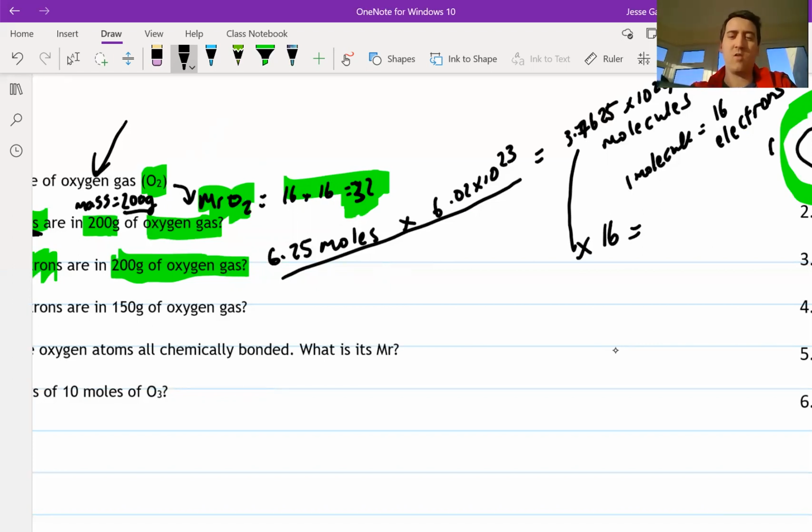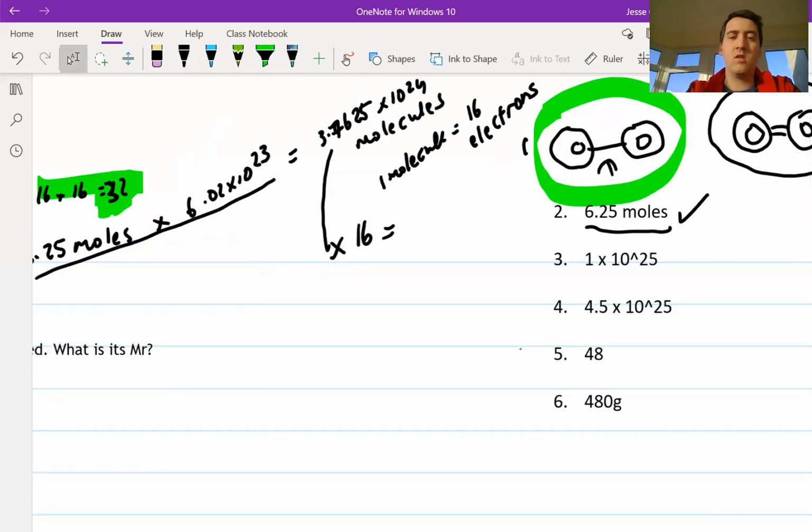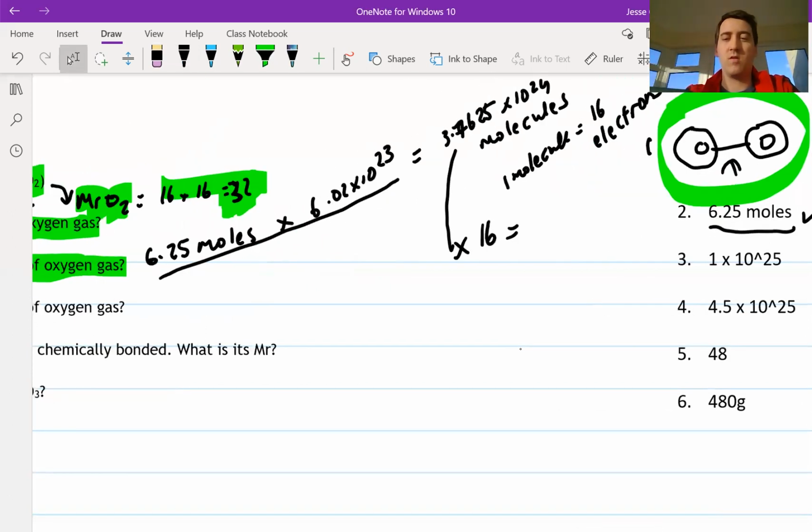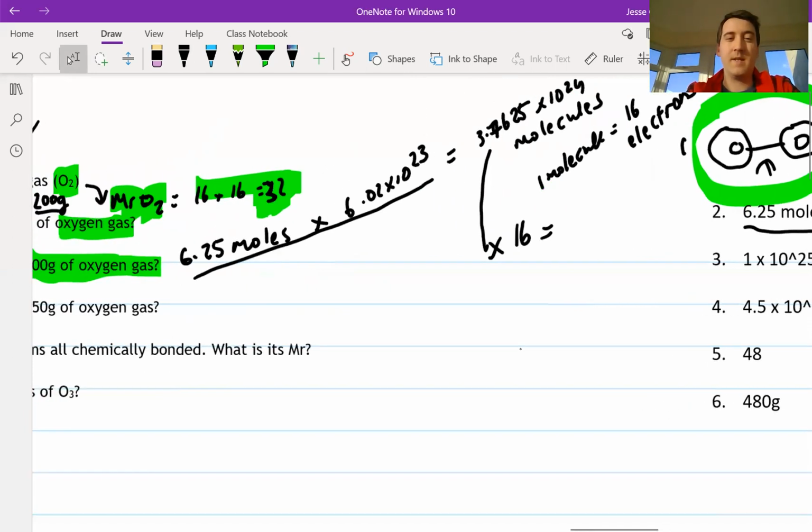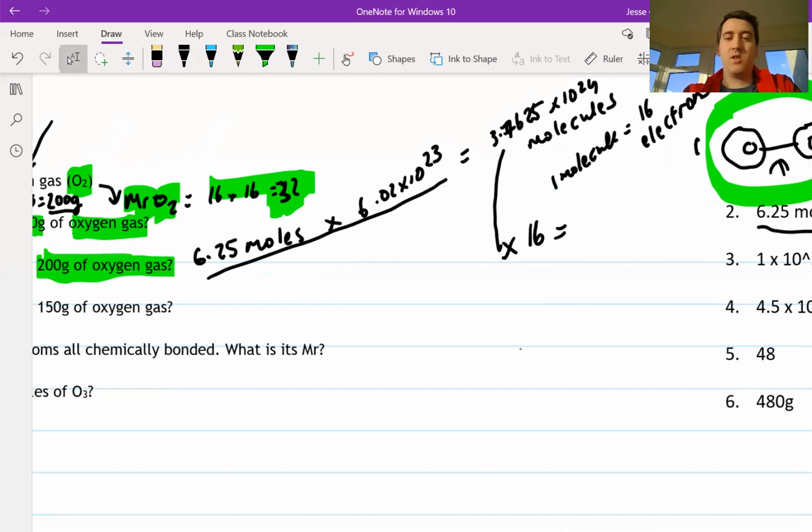So this is quite a lot going on here, quite difficult. So well done if you manage to do this. And you're going to get 6.02. What's going on here now? What have I done? Got a different answer this time. Let me just double check all of this. 6.25 by 6.02 times 10 to the power of 23, times by 16.